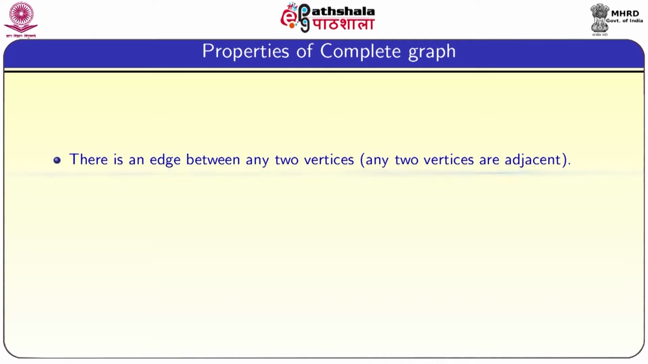There is an edge between any two vertices, or equivalently any two vertices are adjacent. So a complete graph contains the maximum possible edges for a given set of vertices. It is also called a universal graph or a clique. Why is it called a universal graph? It is because out of the given vertices this has the maximum number of edges.